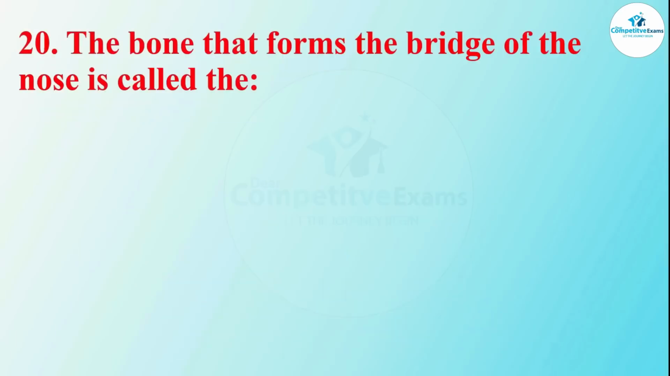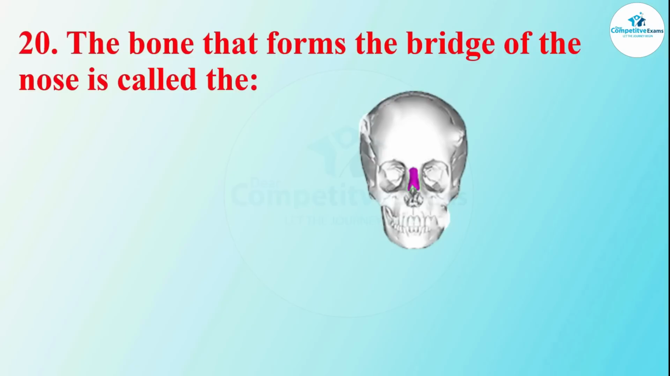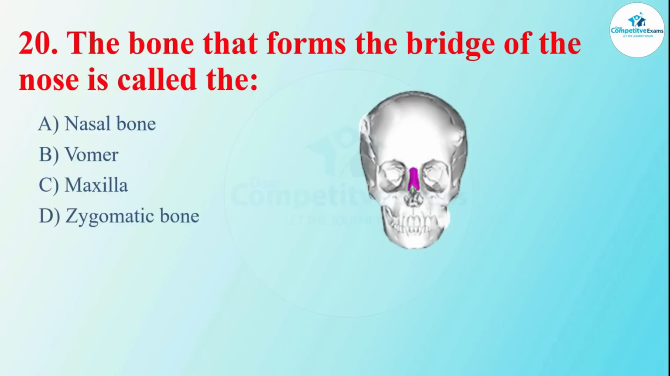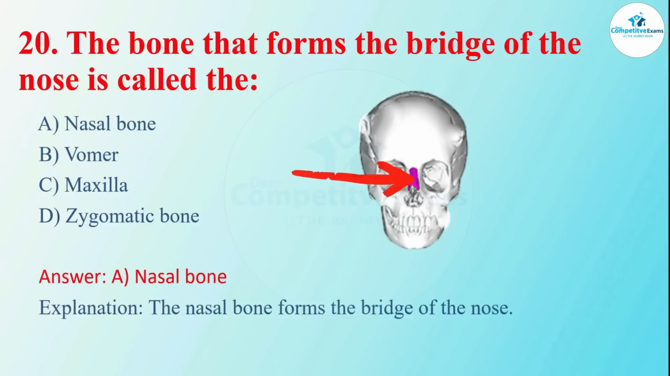Question number 20. The bone that forms the bridge of the nose is called as. What do you call that bone that forms the bridge of our nose? The options are nasal bone, vomer, maxilla, zygomatic bone. The right answer is nasal bone.